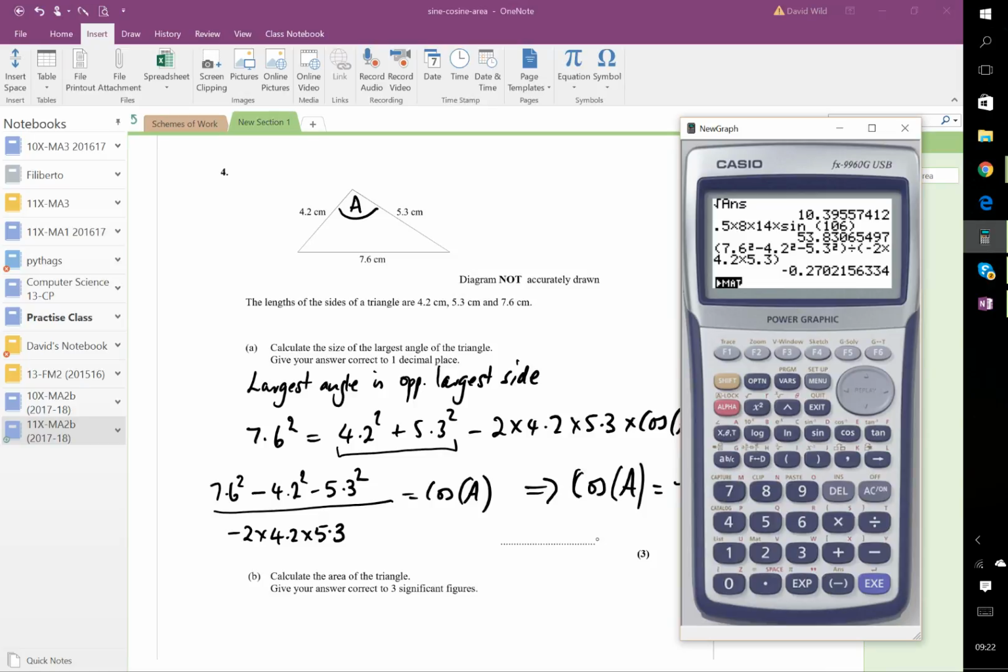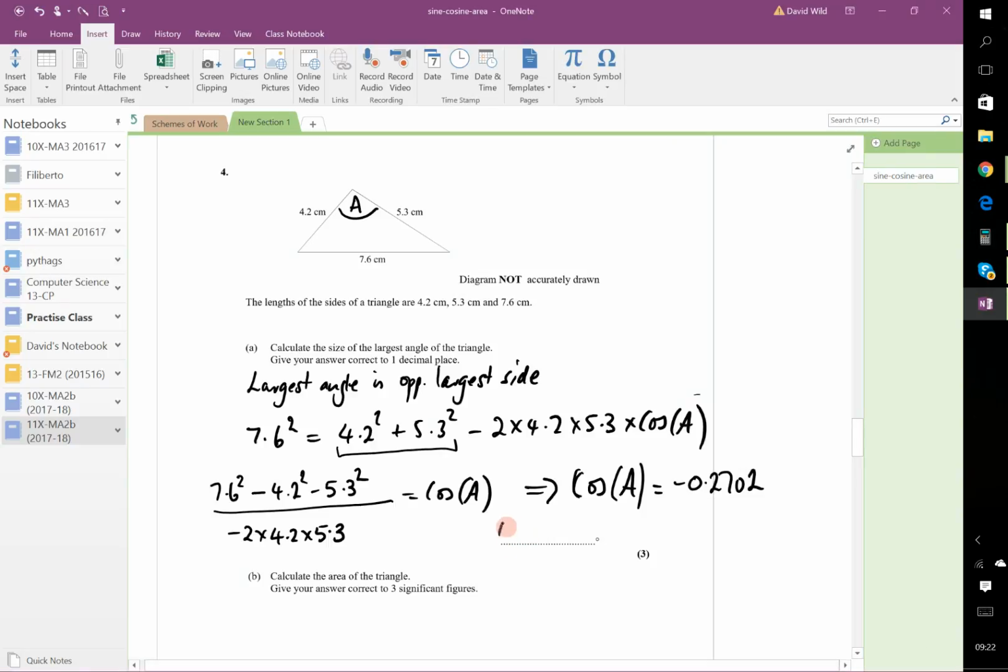And now I need to do the inverse cosine of that to get A. So, with inverse cosine of my previous answer to get A, which is 105 point, how many? One decimal place it asks for, so 105.7. One decimal place.